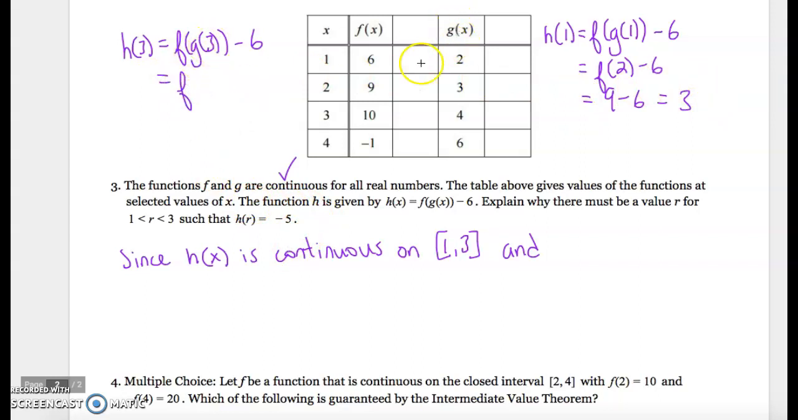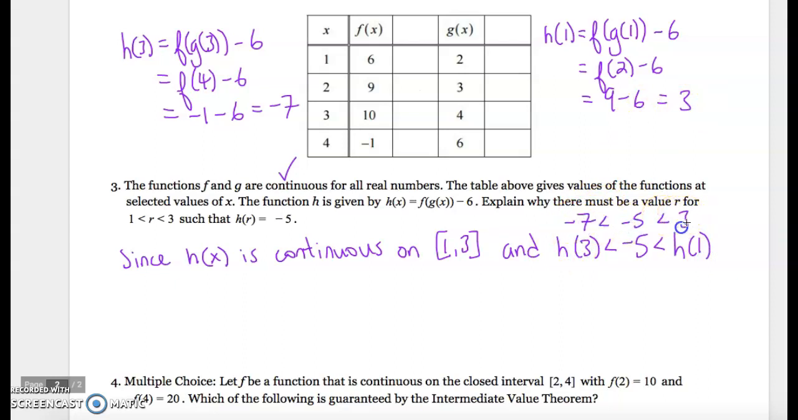G of 3 is 4, and then f of 4 is negative 1 minus 6, negative 7. Good, okay. And that's good because negative 7 and 3 surround my negative 5. So since h of x is continuous on 1 to 3, and let's see, h of 3 is less than negative 5 is less than h of 1, right? I'm doing my values here. My negative 7 is less than negative 5 is less than 3.